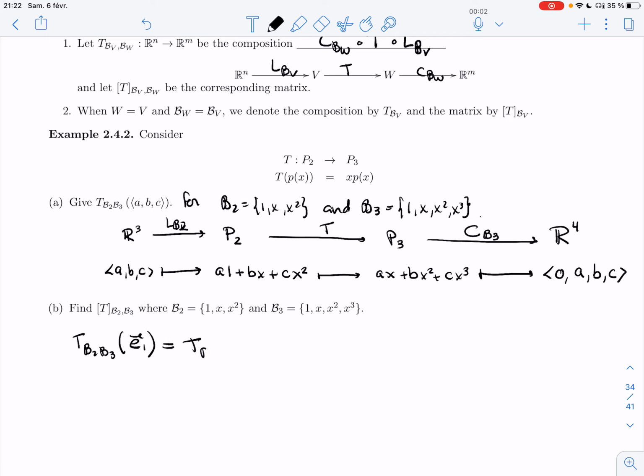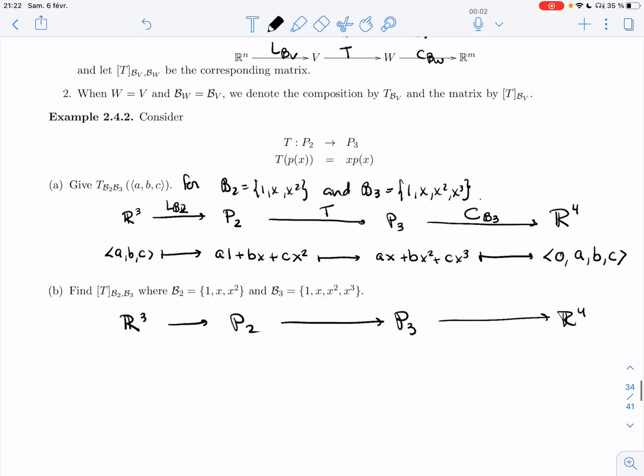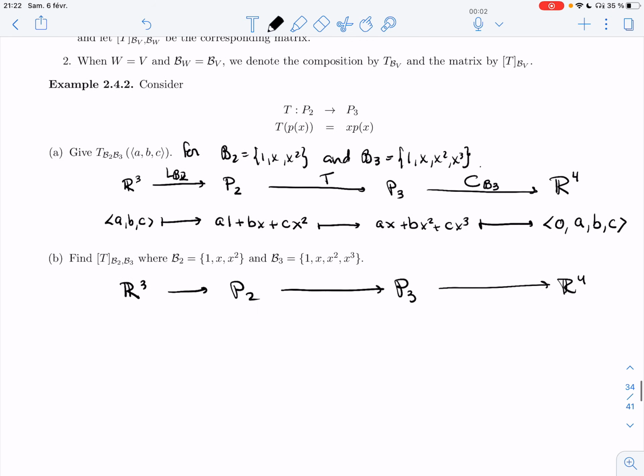All right, so that's T_B2. I'm going to actually spell it out. Yeah, let's spell it out. I think it's going to be helpful. So I'm going to follow exactly the same path from R3 to P2 to P3 and to R4. It's going to tell us how to do it in general, so I like it. I'm going to take E1, which was 1, 0, 0.